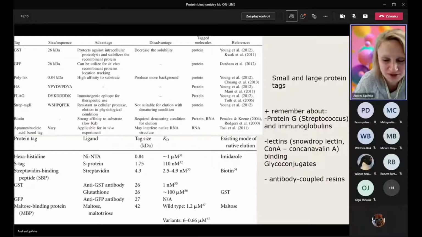So yes, this is a very important aspect which we have to think about, which is where to place our tag. The possibilities are that this will be N-terminus, C-terminus, or internal. So we just put it inside the sequence of a protein. How to choose the position? We look at the structure if it's known, and we try to predict where the position will interfere with the protein structure the least, or we have to test experimentally. So we tag C-terminally, N-terminally, and we compare.